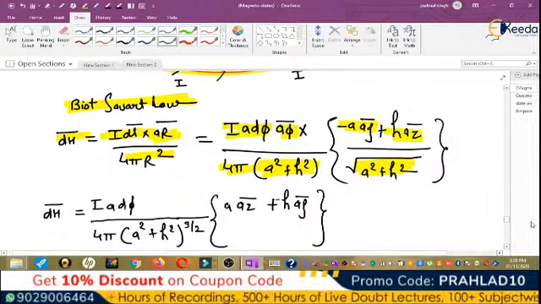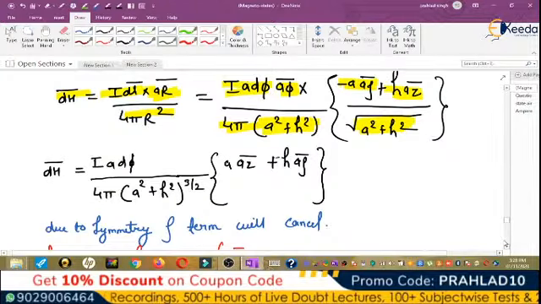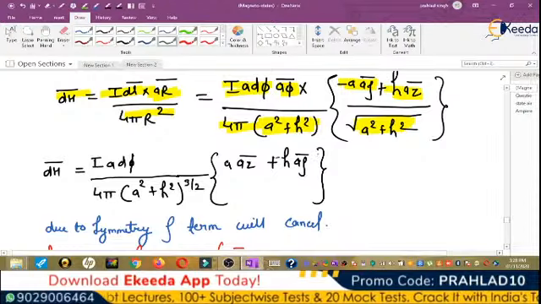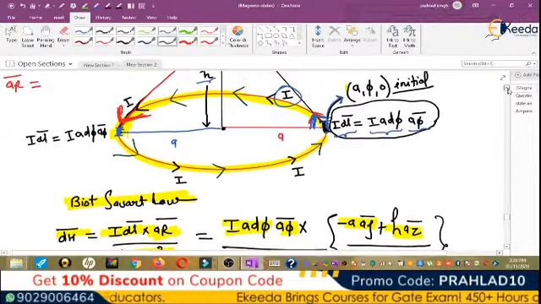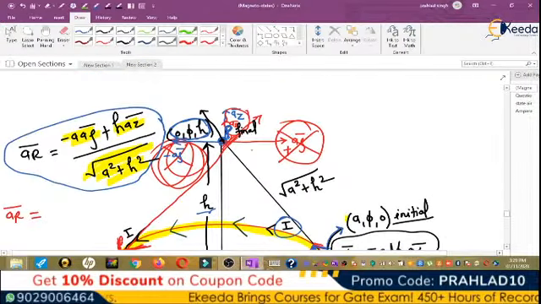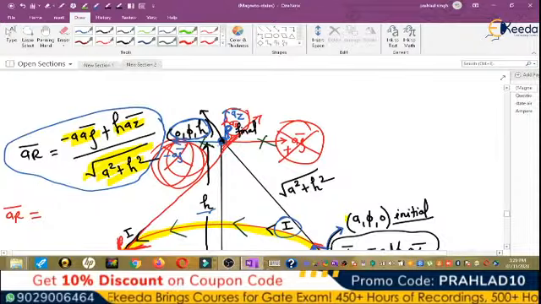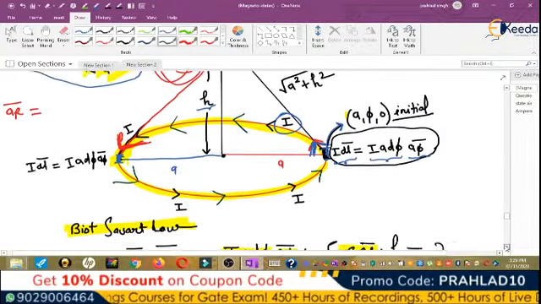So when we cross product it, I a d phi: a_phi cross a_rho is minus a_z, and a_phi cross a_z is a_rho. So we'll just put here I a d phi upon 4 pi (a square plus h square) to the power of 3 by 2, times (a a_z plus h a_rho). Due to symmetry, the rho term will cancel here, because when we resolve this magnetic field, the rho terms will cancel each other. Only the z term will be present here.